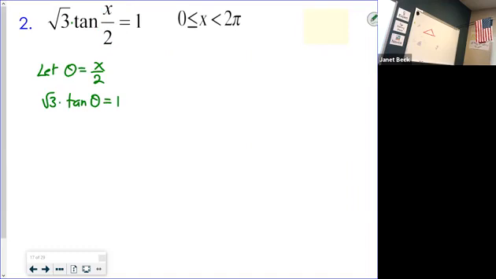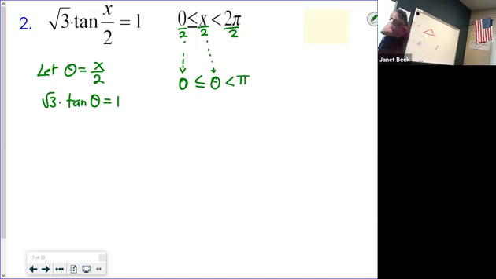But if we're putting in that substitution, we want to know what theta has to be less than. Well, theta is x over 2, so I have to divide that by 2, divide that by 2, divide that by 2. 0 divided by 2 is this 0 here. X divided by 2 gives me this theta. 2 pi divided by 2 just gives me pi.